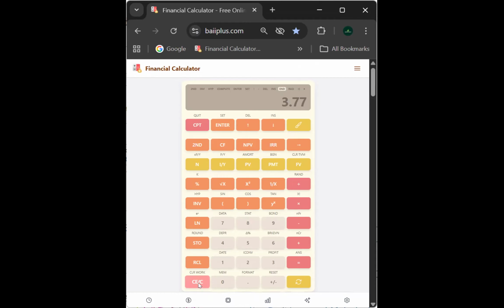Now, clear my calculations. Second, 1.06 raised to the power 2, inverse, multiplied with 4. 1.06 squared, inverse, multiplied with 4. This is going to give me 3.56.